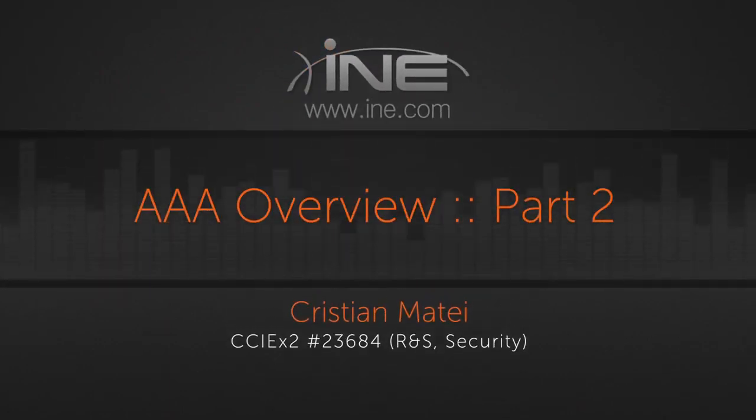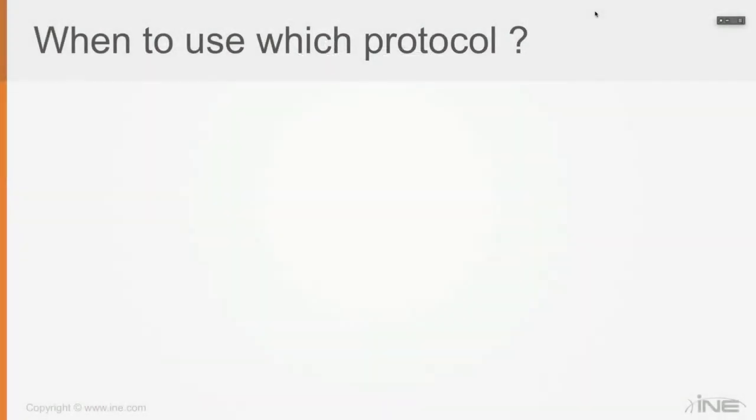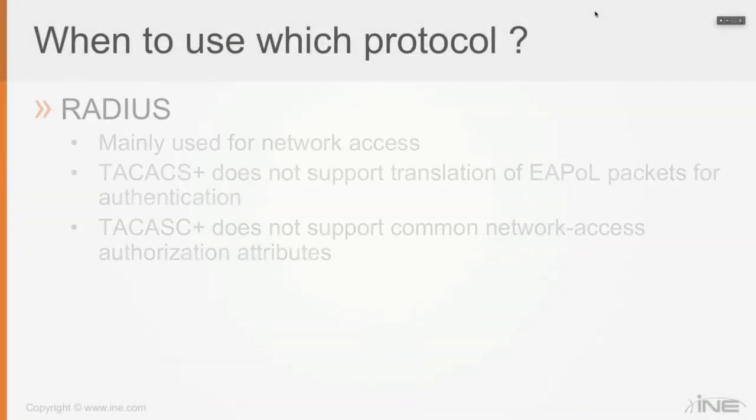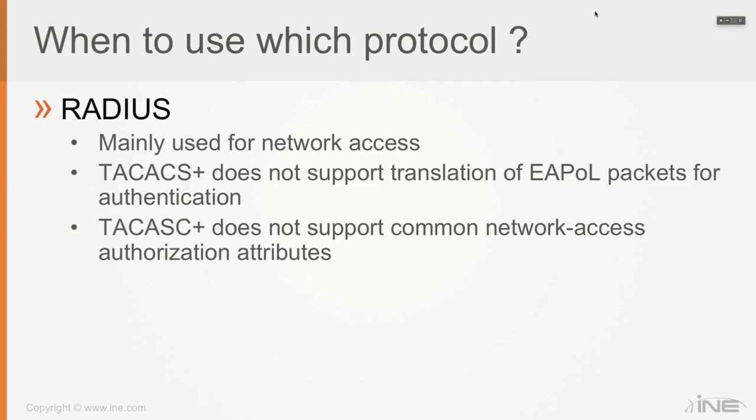Now, when to use each protocol, if you understood what I said before, it should make a lot of sense what I'm about to say next. So Radius is mainly used for network access, like it's used to authenticate users coming in via VPN, via wired authentication, or via Wi-Fi authentication, because TACACS Plus does not support translation of EAP over LAN packets for authentication.